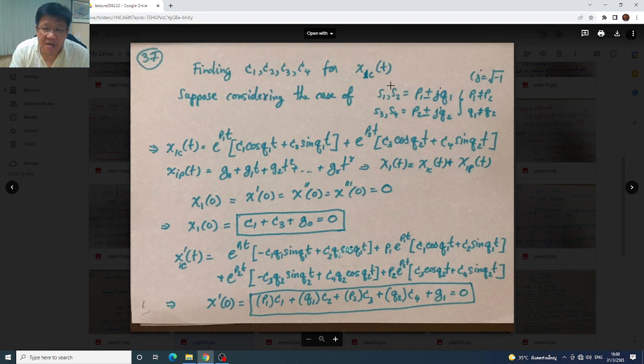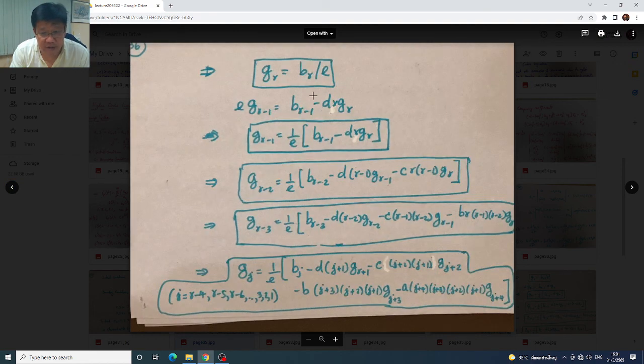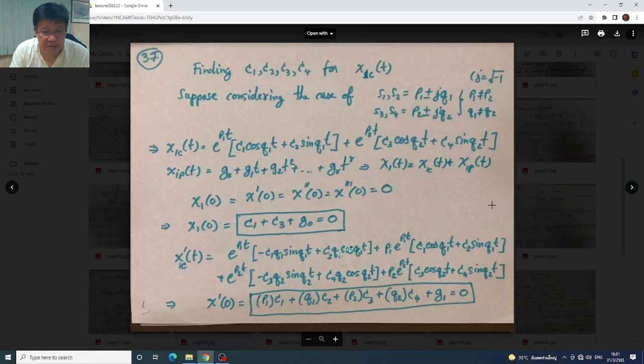Supposing we consider, I just use case number 8, I think, where you have two non-equal complex conjugate roots S1, S2 here, and you know the x1ct general formula can be written here, and you know that x1pt is a polynomial of order r with constants g sub 0 to g sub r, and g sub 0 to g sub r can be solved by using this back substitution formula. And x sub 1t is x sub 1ct, the complementary solution, plus the particular solution.